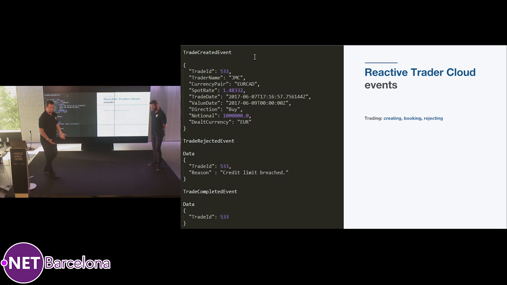We have events related to trades. We have a trade created event. Now this trade created event is the most complicated event in the system, and it wraps up all of the information you need to know about the trade.